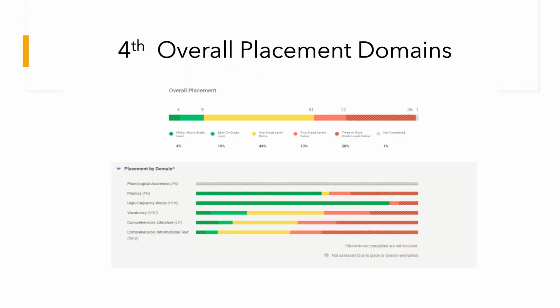Next, we're going to look at fourth grade overall placement domains. Again, they have some of the same domains, and we're still looking at the data as it relates to reading. So we're still looking at the same domains: phonics, high frequency words, vocabulary, comprehension, literature, and informational text.